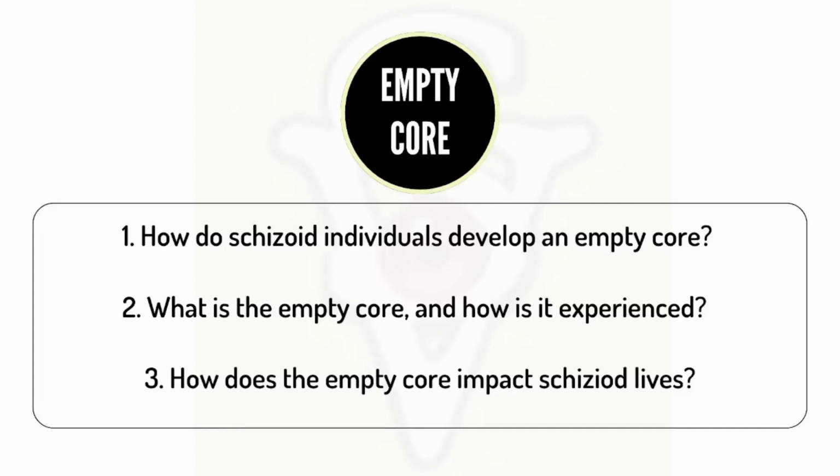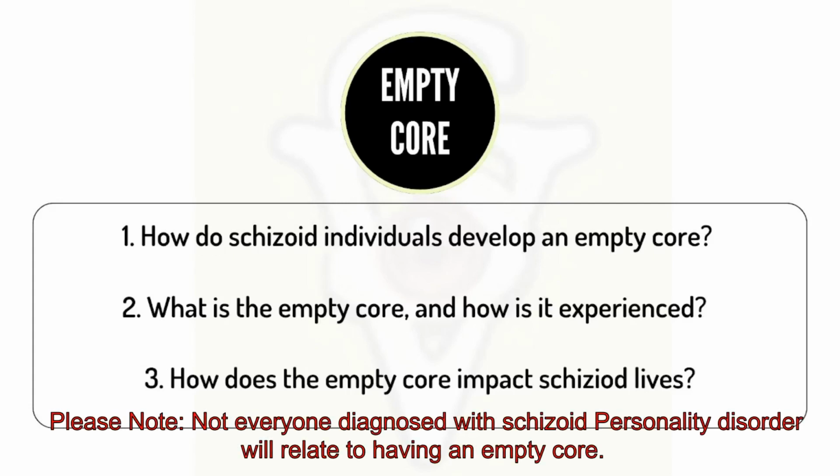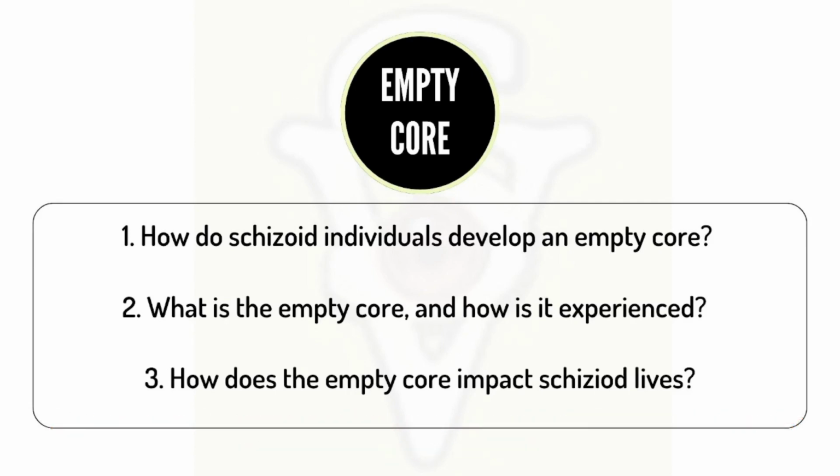In this video, I'll be presenting an introduction to the empty core theory, which is based on object relations theory, by answering three questions. How do schizoid individuals develop an empty core? What is the empty core and how is it experienced? And how does the empty core impact schizoid lives?